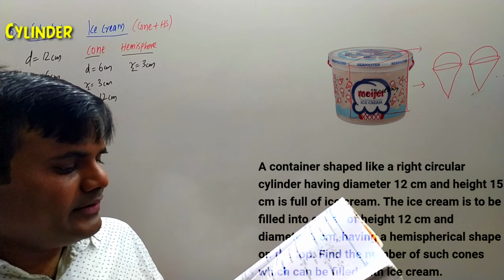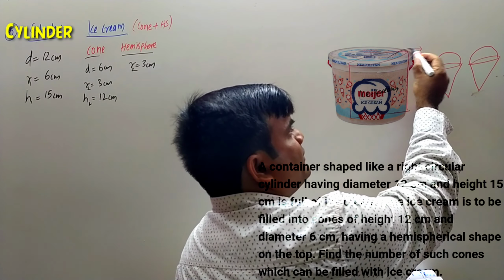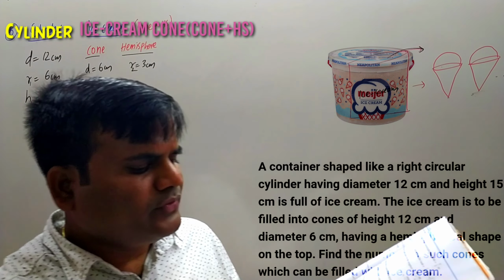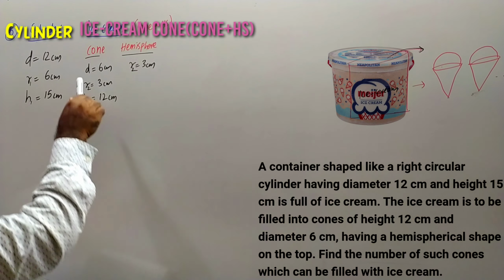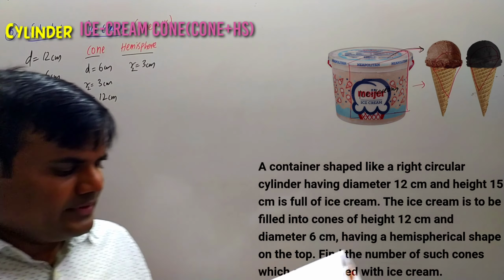Next, the ice cream is to be filled into the cones. So the ice cream they are shifting to cones. Filled into cones. Height is 12 cm and diameter is 6 cm. So diameter is 6 cm. Height is equal to 12 cm.